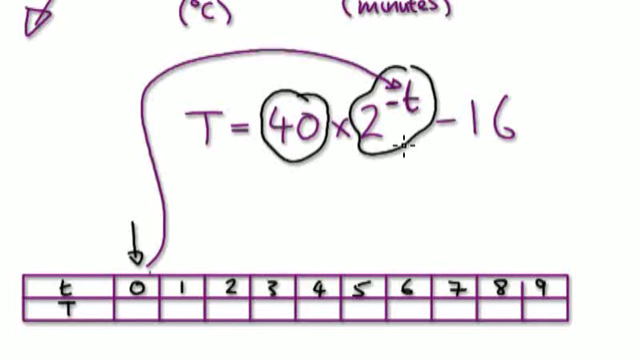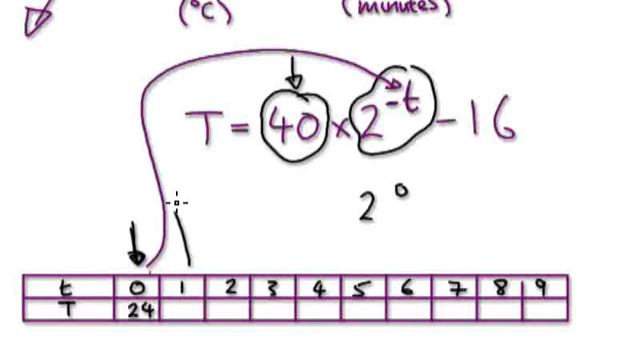Okay. So it will be 2 to the power of minus 0, which is just 0. So we can just think of it as 2 to the power of 0. Now 2 to the power of 0 is really 1. Anything to the power of 0 will be 1. So it will be a matter of 40 take away 16, so that would be 24. Okay, so when t equals 0, the temperature of that chicken is 24 degrees Celsius.